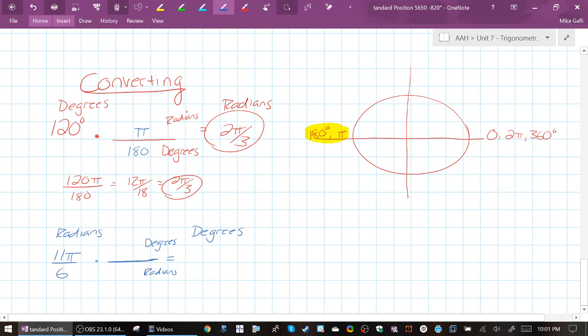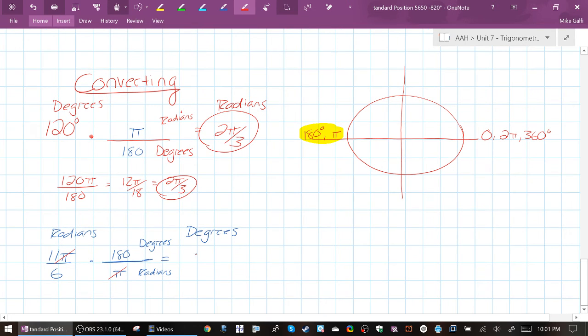Okay, and then I'm going to use the same exact number. 180 degrees is equal to 1 pi. So 180 degrees up on top is equal to 1 pi radians at the bottom. And now we just do the math, okay? So technically, if you notice, I got pi up top and I got pi down in the denominator. Those pi's are going to cancel, okay? So I have to do 11 over 6 times 180.